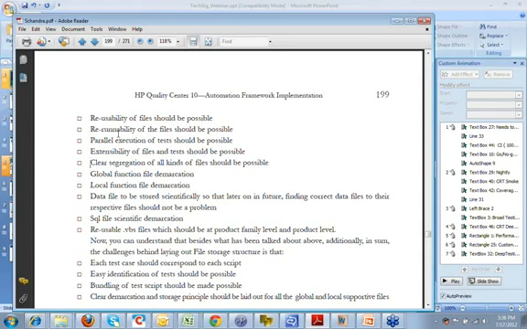Clear segregation of all kinds of files, because you never know which file gets impacted where, and therefore you do not want every other script to get halted because of that. Global functions, local functions, data files. These are the reusability factors.